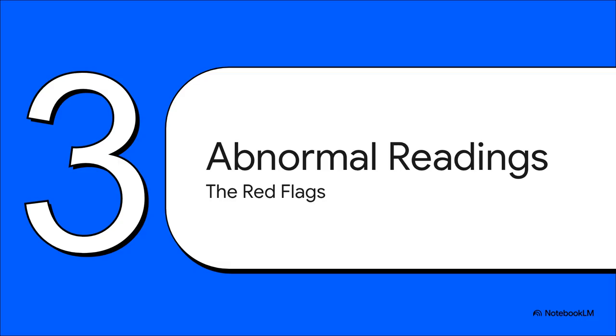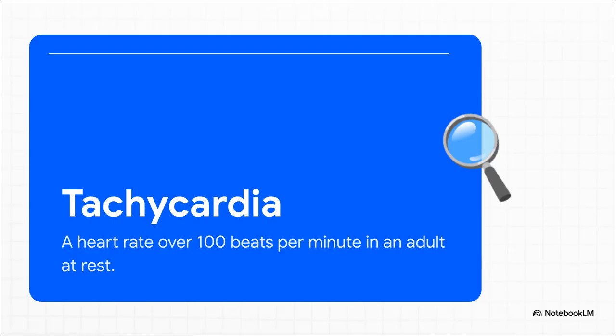What happens when the numbers or the rhythm just don't seem right? Let's talk about the red flags you need to watch out for. So if you get a heart rate over 100 in an adult who's just resting, that's called tachycardia. It's not a disease, but it's a sign that the body is working overtime for some reason. It could be anything from a fever or pain to something more serious like dehydration or even shock.